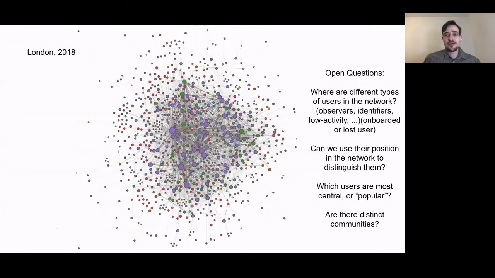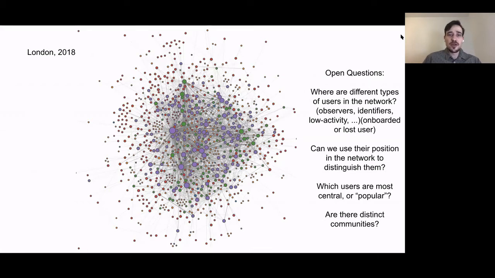And this is an example of how such a network looks. So this is the social network for the London 2018 challenge. And the colors here denote the clusters that I showed earlier. So these are the generalists and then identifiers, observers, and low activity users. There are many interesting things we want to look at, and we're pretty much at the beginning of analyzing this. So for example, where are the different types of users in this network? It seems like the observers especially are very central in the network.